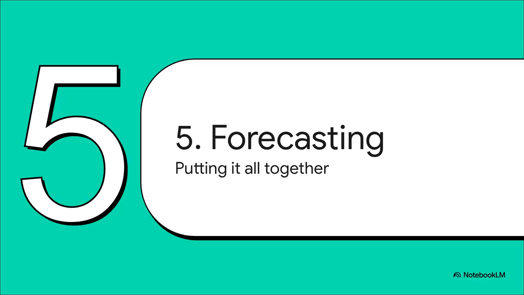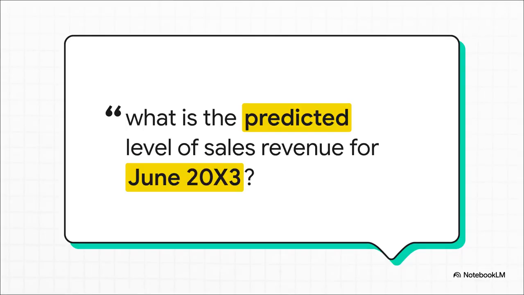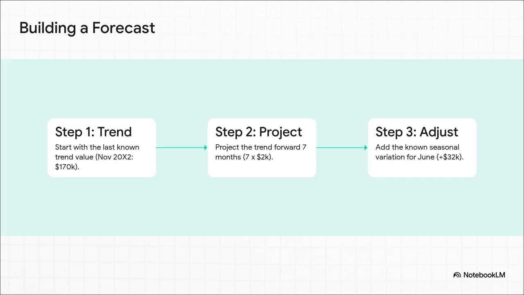Okay, so this is the moment we've been building up to. This is the whole point. We can take that steady, predictable trend and combine it with that repeating, predictable, seasonal pattern to actually forecast the future. So let's put our money where our mouth is. Let's try to forecast sales for June of next year. That's a full 7 months past our last piece of data. It's a 3-step process, really. We'll start with the last trend value we know. Then we'll project that trend forward for 7 months. And finally, we'll add in the seasonal adjustment that we know happens in June.